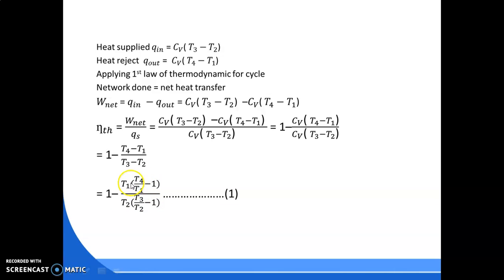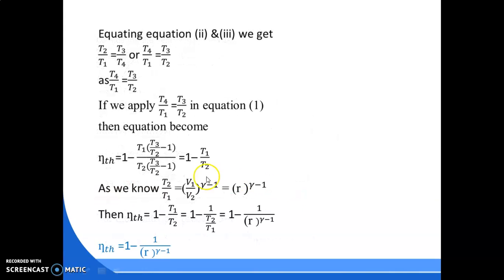So in place of your T4 by T1, what can we put? In place of T4 by T1, we can put T3 by T2 because it is equal. So T1 into T3 by T2 minus 1, T2 into T3 by T2 minus 1. So T3 by T2 minus 1 and T3 by T2 minus 1 will be cancelled out. What is left? 1 minus T1 by T2.